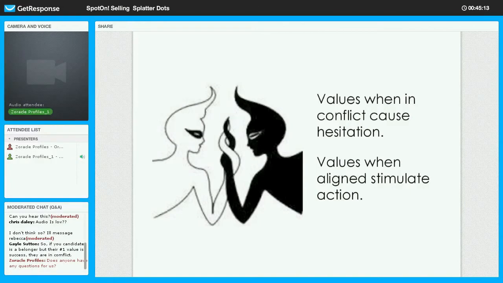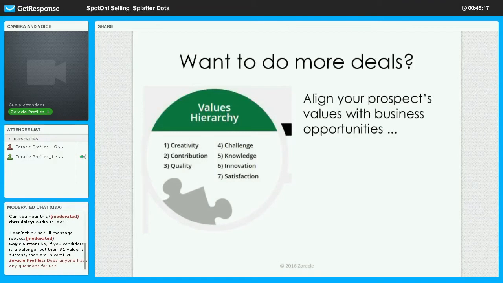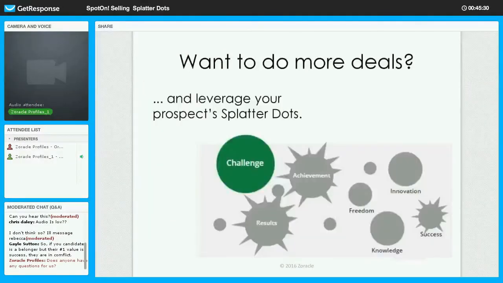So make sure you show them how your business or these businesses are in alignment with their values. So you want to do more deals? Do exactly that. Align your prospects' values with business opportunities that echo who they are, those top 7 values, and then leverage their splatter dots. So now many of you are saying, okay, how do I leverage the splatter dots?